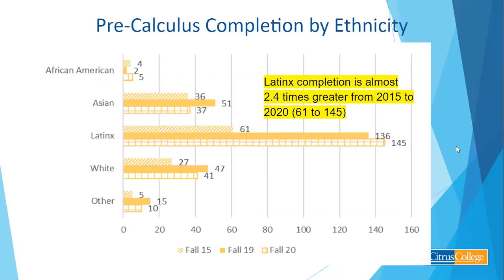But you can let them into an open access pre-calculus class, but are they completing? And we're really excited to report that Latinx student completion for pre-calculus is almost 2.4 times greater. So it went from 61 students completing pre-calculus to 145 Latinx students completing pre-calculus. So we're really excited that this style of teaching is working well for our students of color.